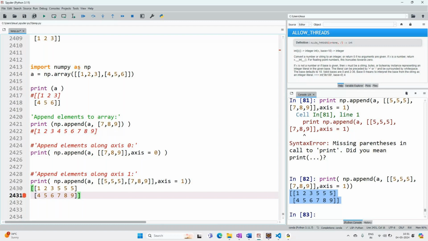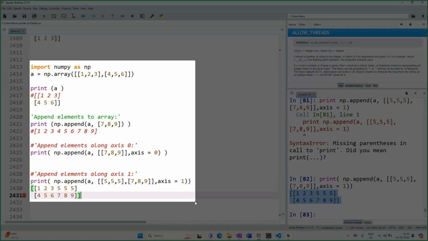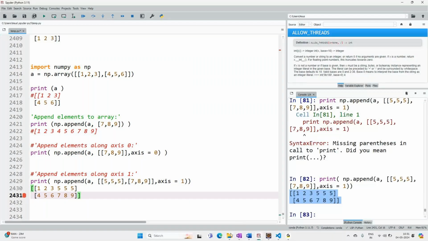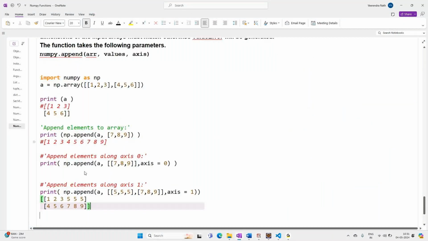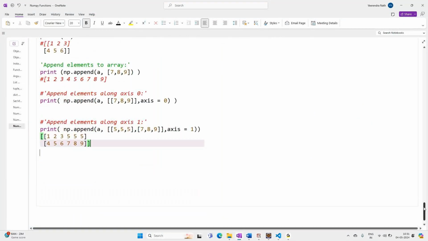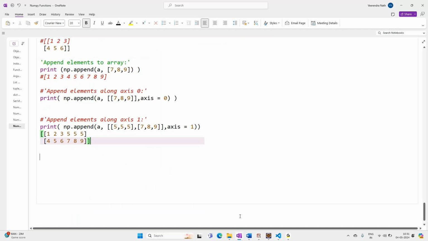So these are the numpy functions. As I told you, there are hundreds of numpy functions. But we are looking at very few and very important functions. If at all they are useful for you later, I'll tell you this function does this, that function does that. Okay, so that's it for this session.